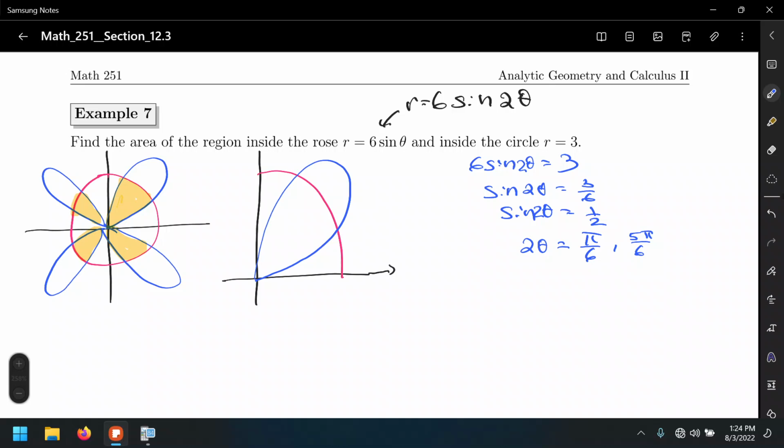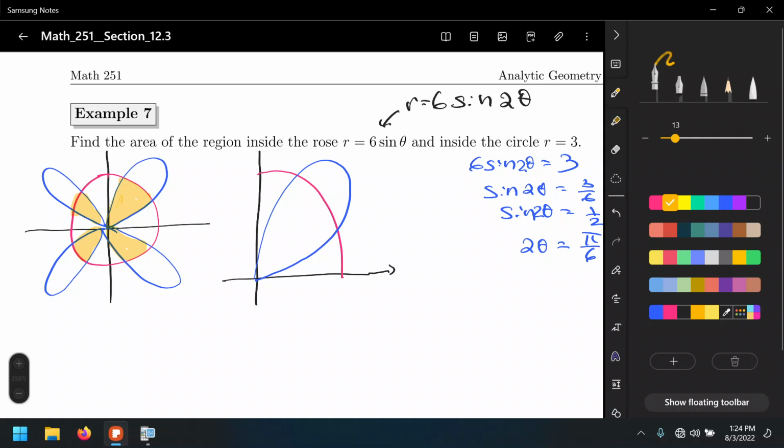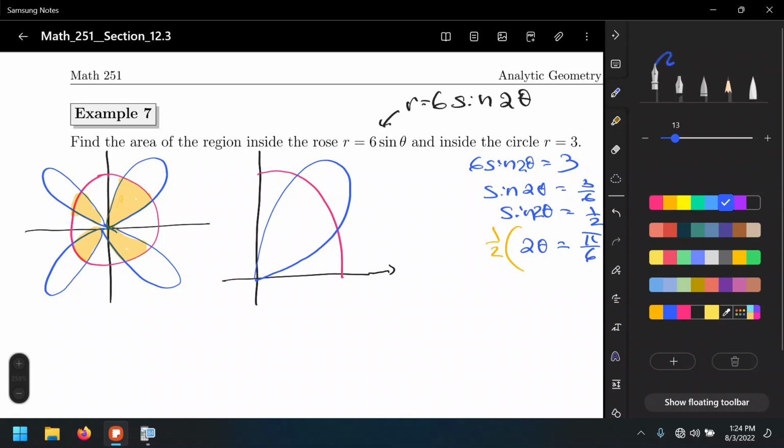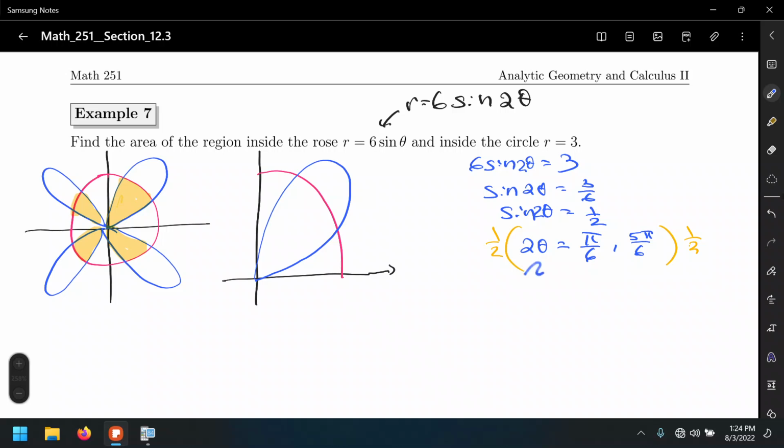Well, but in this case, notice we are solving an equation for sine 2 theta, not sine theta. So we have to divide this by 2. Or rather, it's much easier to multiply both sides by 1/2 because of the fractions on the right hand side. Well, so that's theta equals pi over 12 and 5 pi over 12.